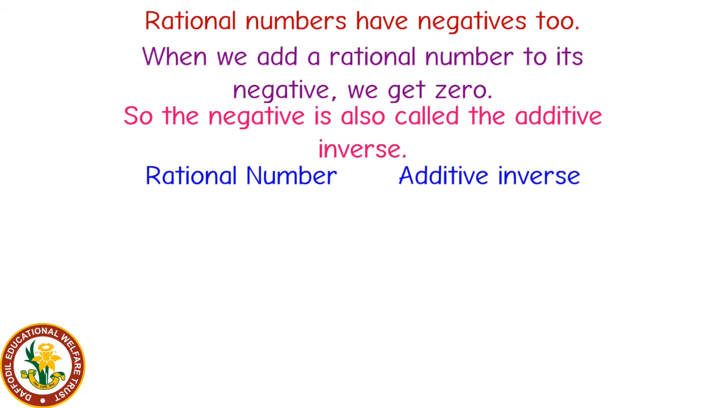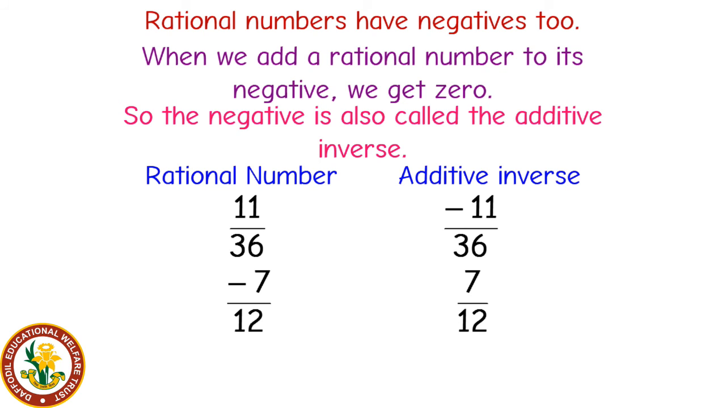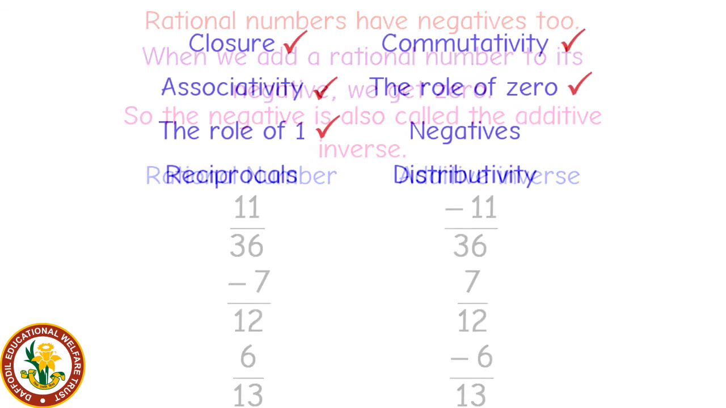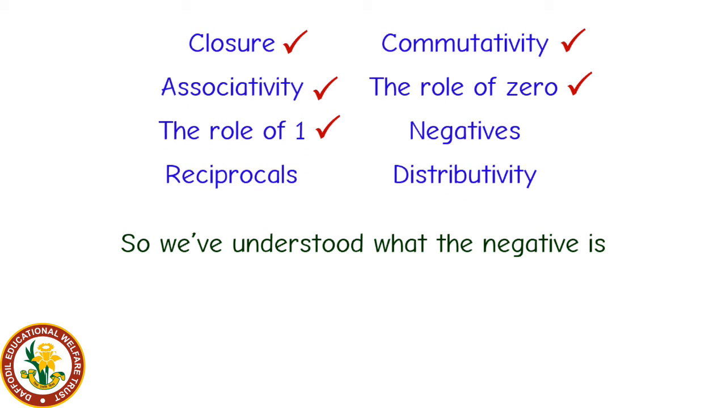Rational number 11 upon 36. The additive inverse is minus 11 upon 36. Rational number minus 7 upon 12. Its additive inverse is 7 upon 12. Rational number 6 upon 13. Its additive inverse is minus 6 upon 13. So we've understood what the negative is.